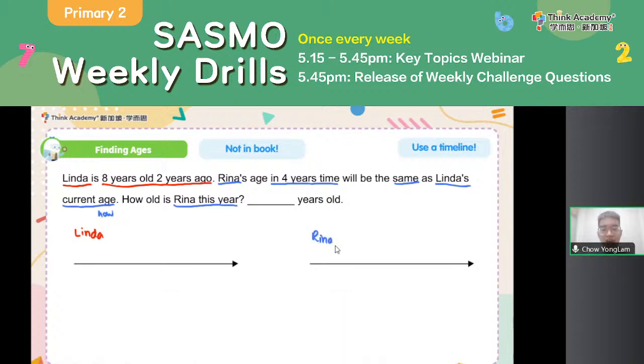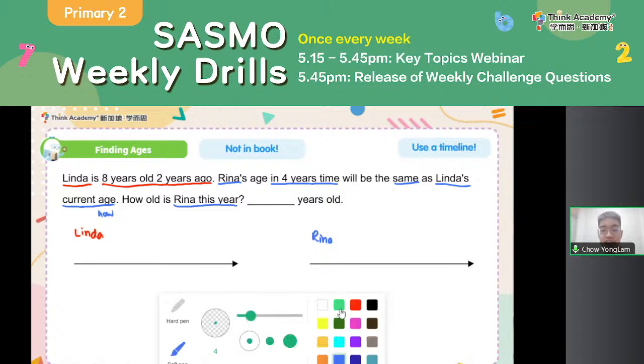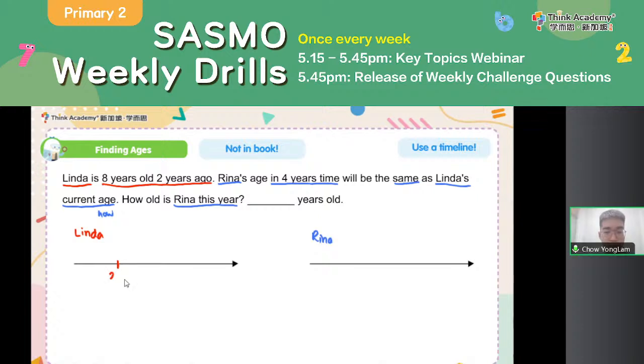Okay, now after drawing the timelines for two of them, let's start to think. Who has more information known to us? Right, we know that Linda is 8 years old 2 years ago. That's the only age that we know. So let's start off with this piece of information. Linda is 8 years old 2 years ago. So 2 years ago, let's label on the timeline somewhere towards the left, maybe because it's in the past. On Linda's timeline, label 2 years ago. So how old is Linda 2 years ago? Linda is 8 years old 2 years ago.